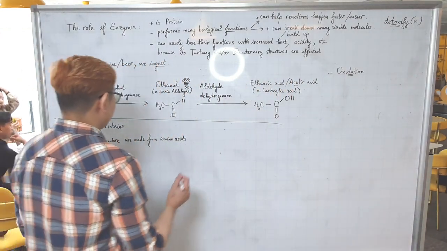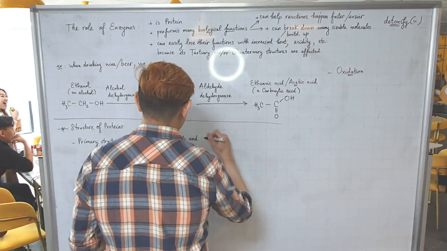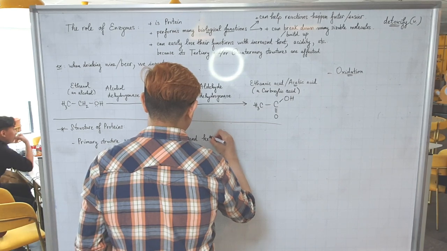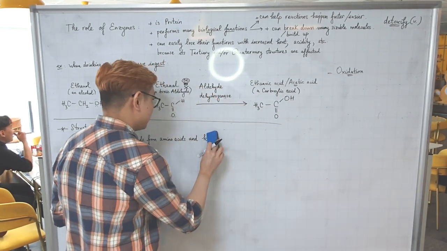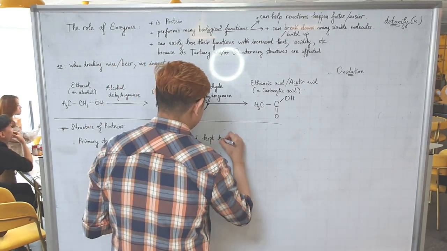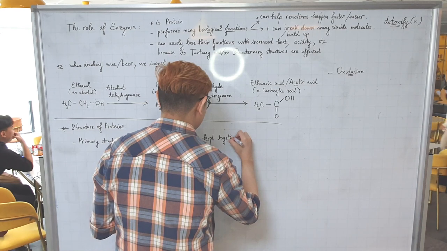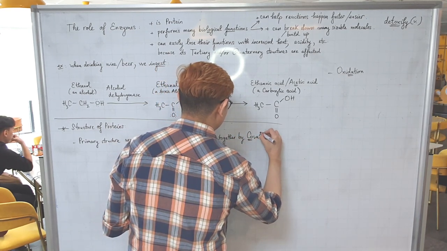So a polymer structure made of amino acids and kept together by covalent bonds.